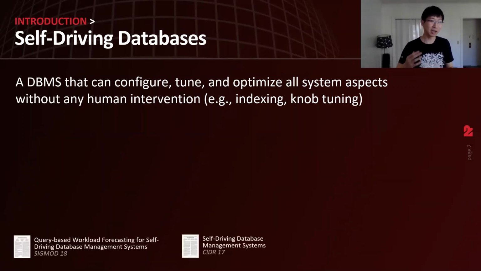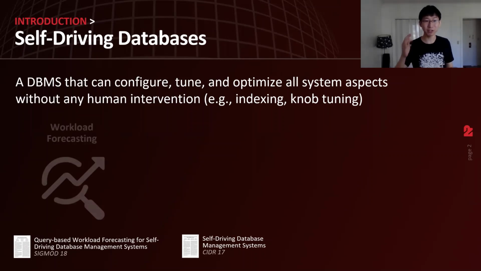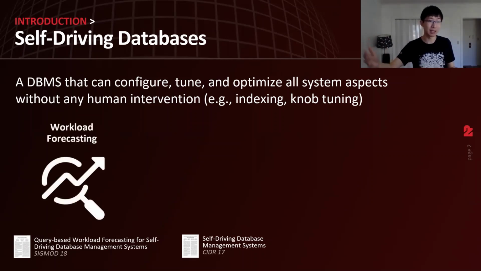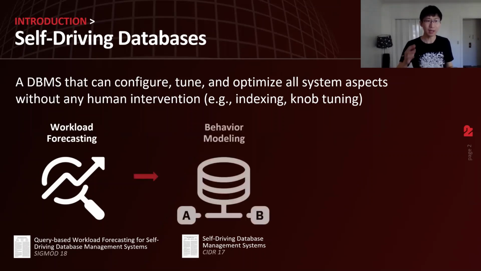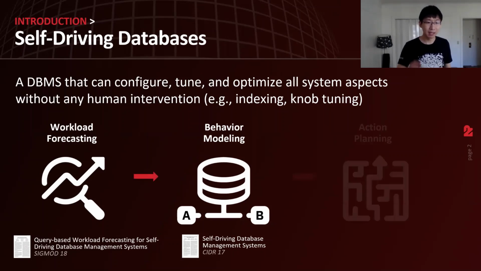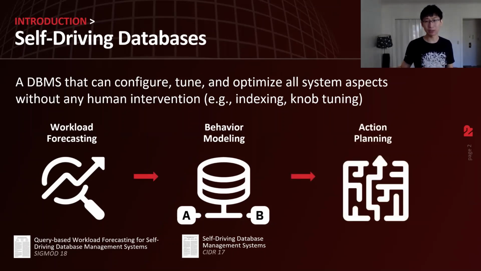In our previous work, we proposed a self-driving database architecture, drawing some inspiration from self-driving cars. Our architecture first has a workload forecasting component that predicts the future workload the system needs to optimize for. Second, a behavior modeling framework generates behavior models to estimate the behavior of self-driving actions, such as the cost and benefit of creating an index. And lastly, an action planning component decides what actions to apply given the workload forecasts and model estimations.